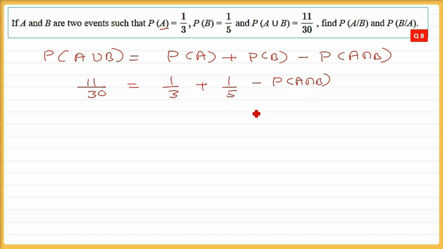So P(A ∩ B) will be what? P(A ∩ B) is 1 by 3 plus 1 by 5 minus 11 by 30. So this is very basic mathematics. Let me write the final result of this one: 1 by 6. I hope you'll be able to do this.